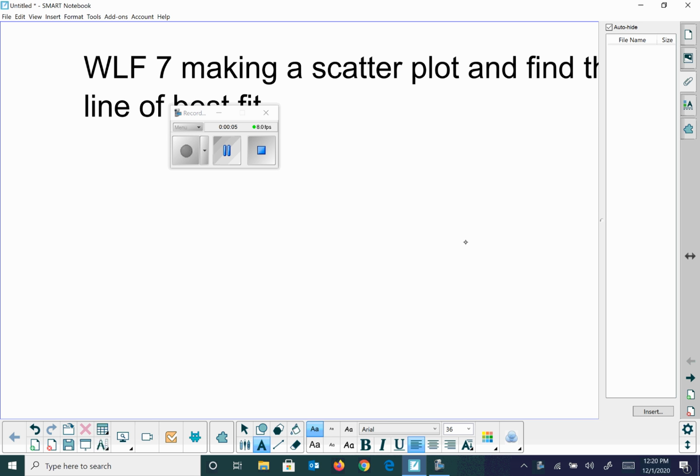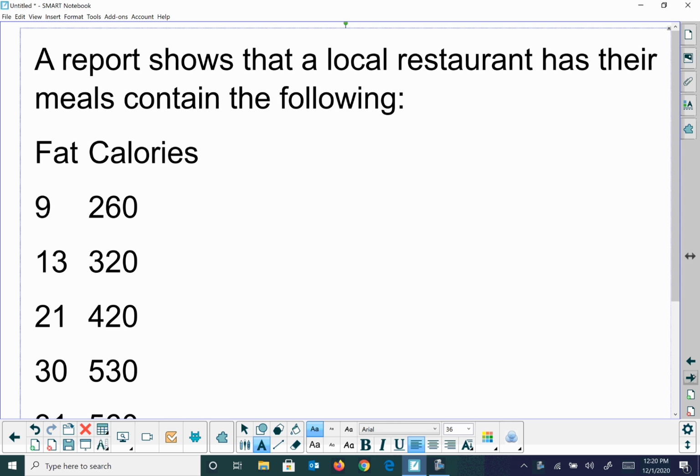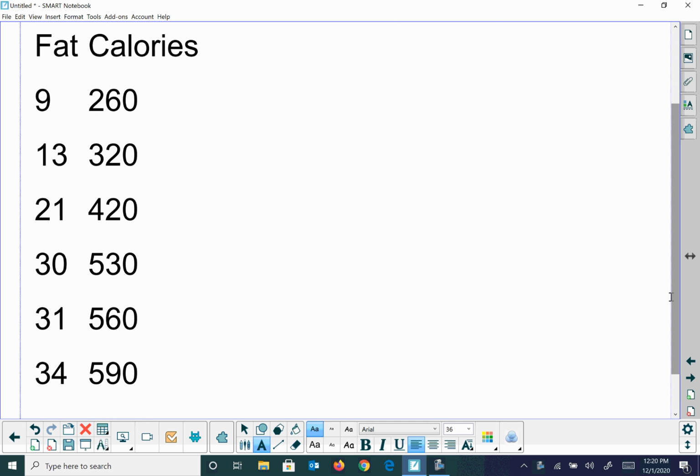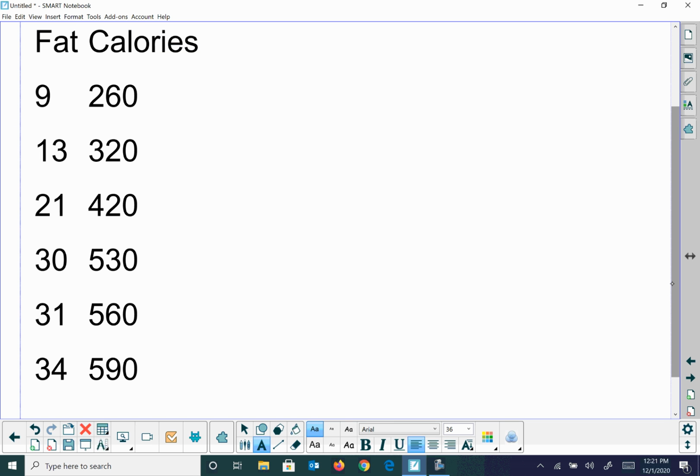So we're going to play around with line of best fit and putting data into a graph. I gathered some data from a menu of a restaurant, and it shows fat versus calories. One menu item had 9 grams of fat and 260 calories. Another item had 13 grams of fat and 320 calories. Another one had 21 grams of fat with 420 calories, 30 and 530, 31 and 560, 34 and 590. So this is actual data from a menu from a restaurant.